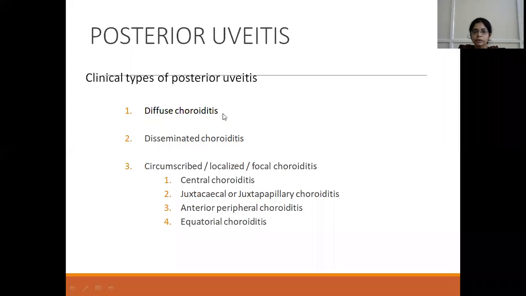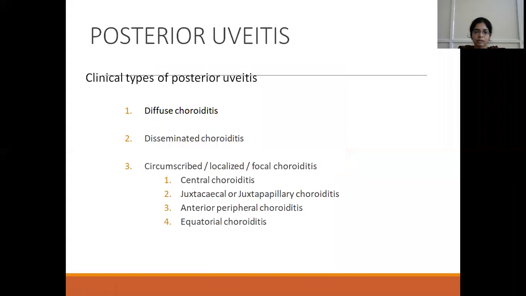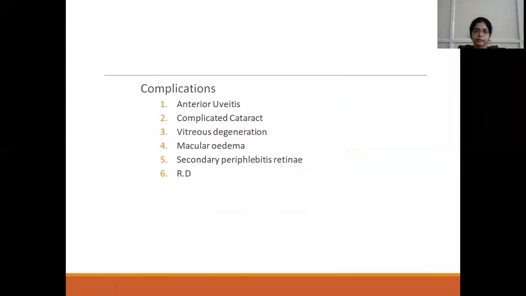Now, what is diffuse choroiditis? Diffuse choroiditis is where all these patches start coalescing or joining with each other, and we can see extensive large patches of choroiditis. That would be diffuse or geographic or serpiginous choroiditis. So, focal choroiditis, multifocal choroiditis, and diffuse choroiditis.